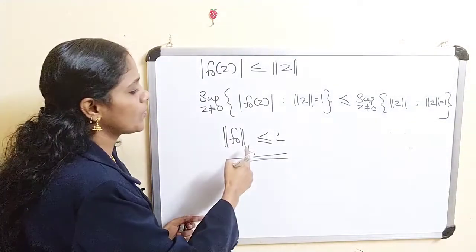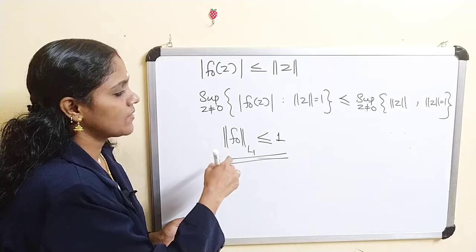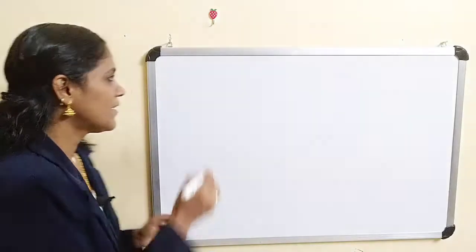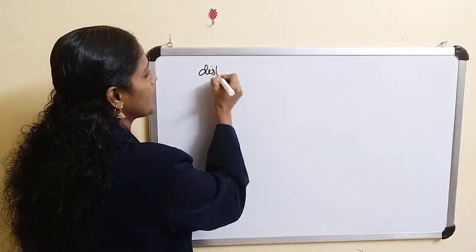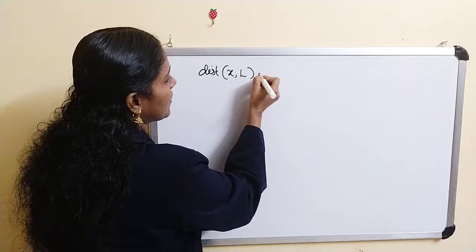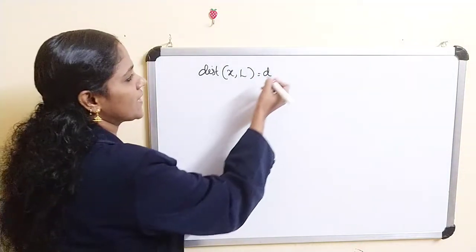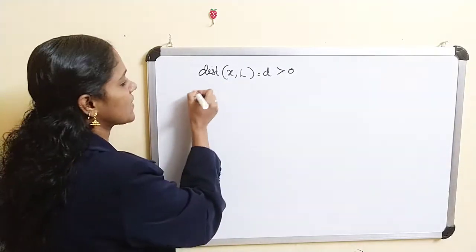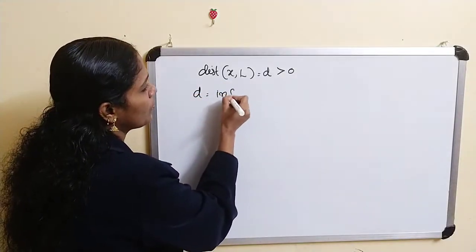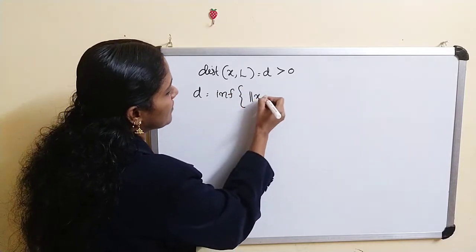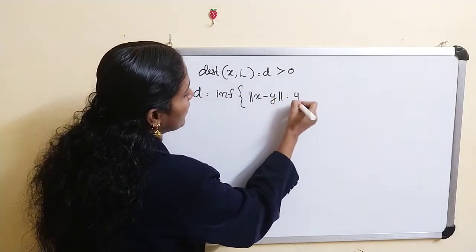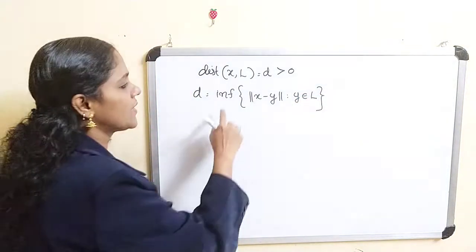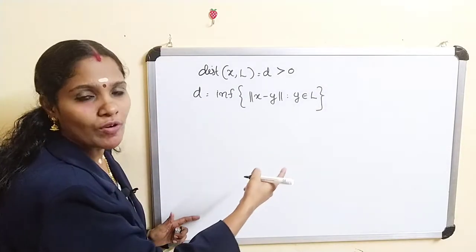Now we have to prove 1 is less than or equal to norm of f naught in L1. We have distance between x and L equal to d, and clearly this is greater than 0. Now what about d actually? d is actually the infimum of norm of x minus y such that y belongs to L. This is the definition. That means d is the greatest lower bound.